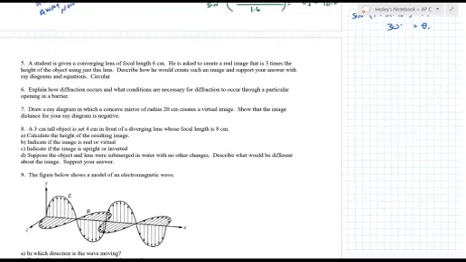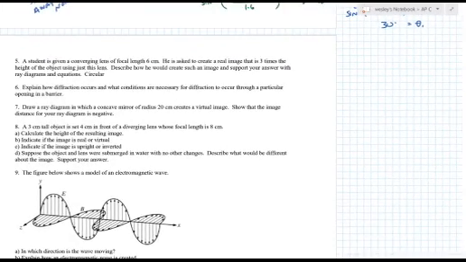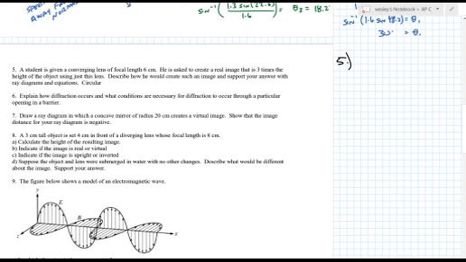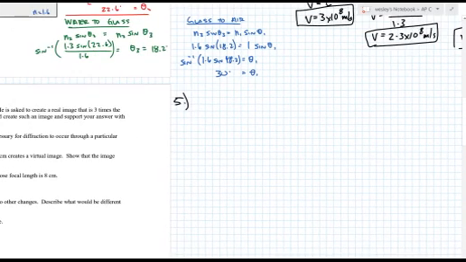The student is given a converging lens. He's asked to create a real image that's 3 times the height. Describe how he would do that. Okay, so let's look at question 5. 3 times the height of the object using just this lens.